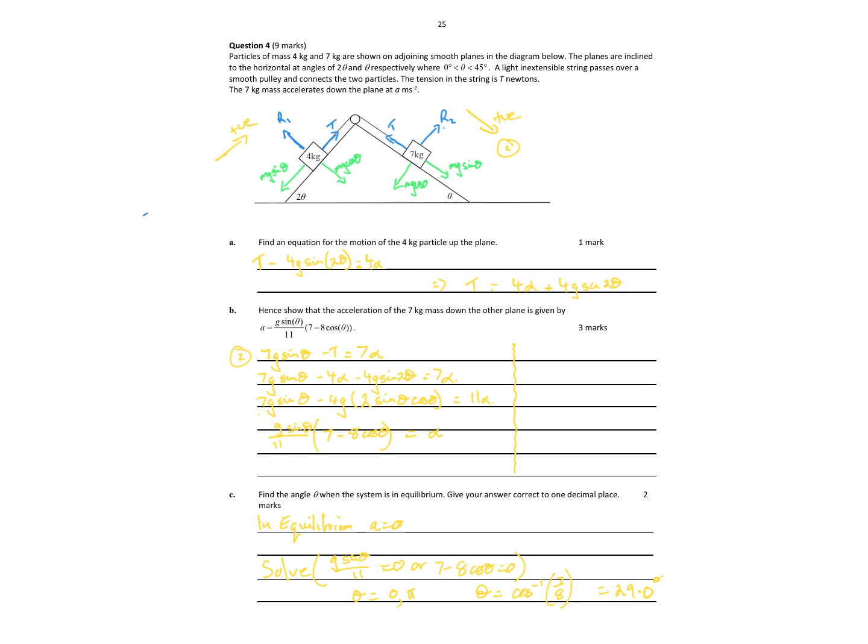All right, what have we got here? Particles of masses 4 and 7 are both shown on smooth planes, so there's no friction. The planes are inclined to the horizontal at angles of theta and 2 theta respectively, where theta is somewhere between 0 and 45, which makes sense because 2 theta would be 90. A light string passes over a smooth pulley and connects the two particles. Tension in the string is T newtons. The 7 kilogram mass accelerates down the plane.